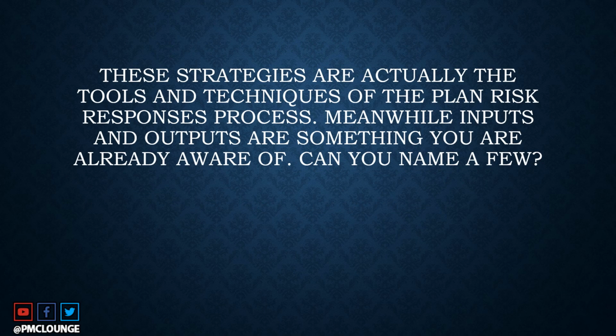Finally, for the question of this video, these strategies that we talked about for both positive as well as negative risks, these are actually the tools and techniques of the plan risk responses process. Meanwhile, inputs and outputs are something that you should already be aware of since we have discussed them as part of risk management knowledge area. So can you name a few inputs and outputs of this process? Remember, you were updating the risk register with your risk responses. So updates to risk register, can that be an output of this process? Let me know in the comments. Definitely waiting for your answers.